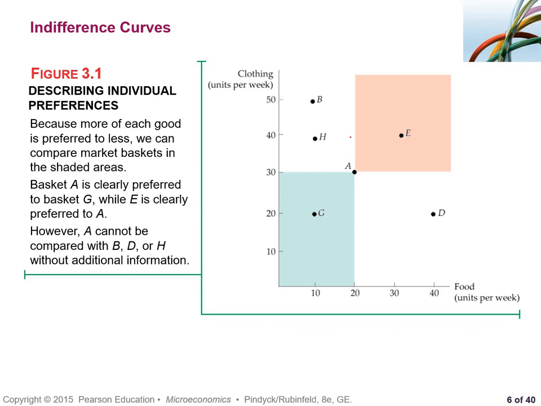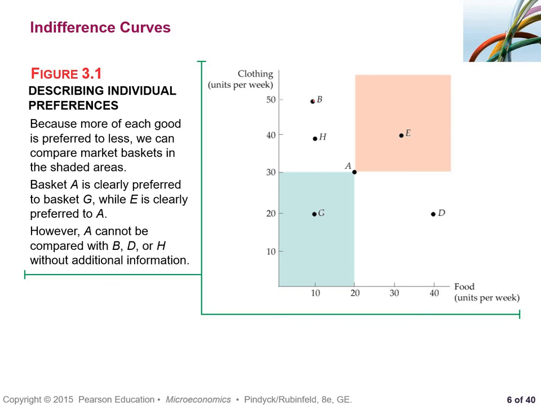Okay, if we look at this here, you can see that point E is again more preferable than A. Point G is less preferable than A. Among B and H, H is less preferable against B.